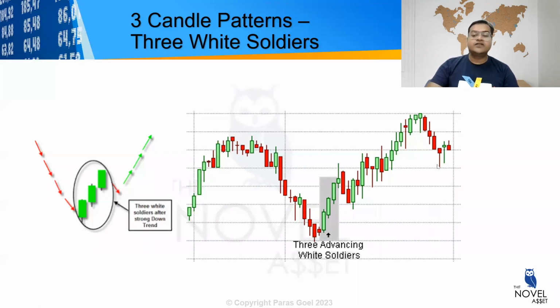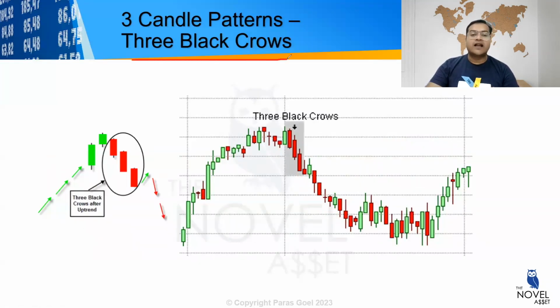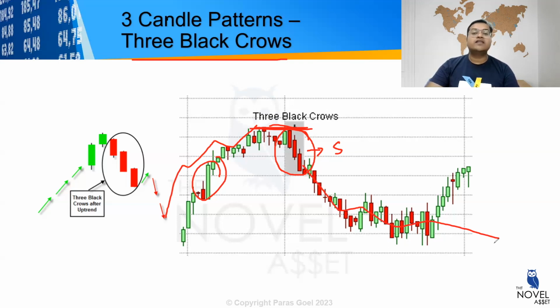Similar to the three white soldiers, there is a pattern known as the three black crows. Three black crows are basically three major red candles. The price was moving towards the upside with huge confidence, with huge domination of the buyers. But as soon as price reaches the top and creates these three major body candles, they show you the strength of the sellers. Because the strength of the sellers is huge right now, we can expect that the price will move towards the downside in the coming time period.